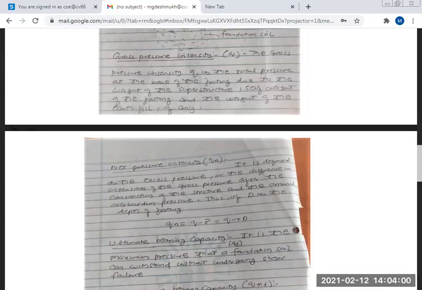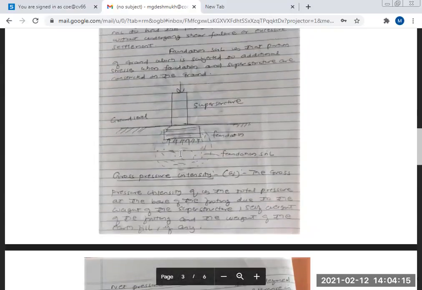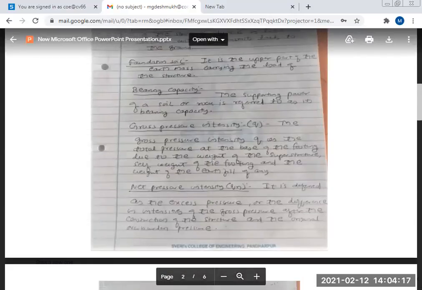Okay, so what is foundation? You should know. What is the purpose of foundation? You should know. How you are going to choose a particular type of foundation, that you should know, and you should know what are types of foundation. तो ये तो बेसिक चीज है. After knowing all these things, you should know what is the difference between foundation and footing.